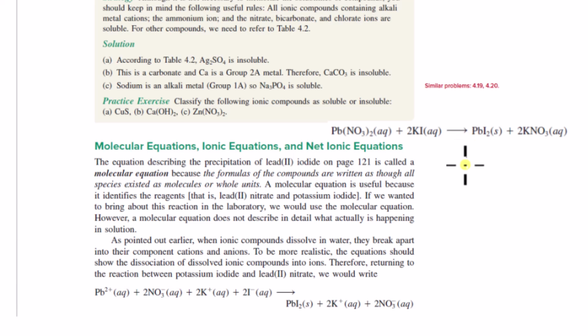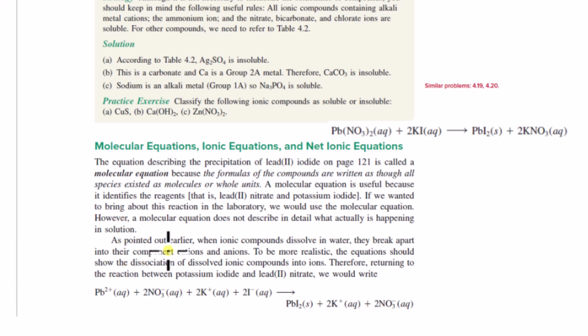Okay, now from there, you're going to go to the ionic equation. With the ionic equation, the general idea is that anything that's dissolved in the solution, if it's an electrolyte, which means it's going to break up into multiple components, ions, right? This wouldn't happen with a non-electrolyte. You're going to indicate that.